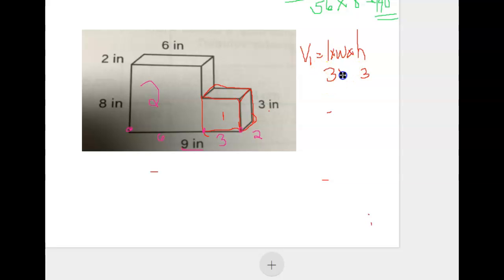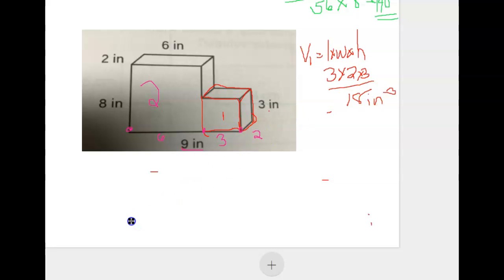And the width, which is a 2. So if we multiply this, 3 times 2 is 6, times 3 is what? 18. So the volume of this box here is 18 cubic inches.